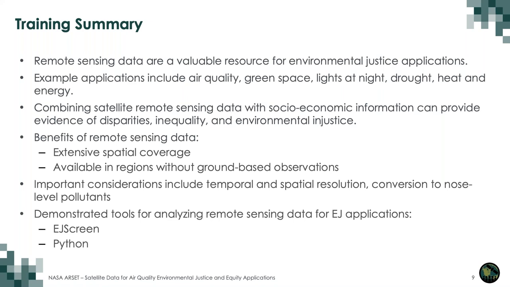During this training, we saw how remote sensing data can provide a valuable resource for environmental justice applications. In addition to our focus on air quality, we saw examples of a variety of applications, including green space, lights at night, drought, and heat and energy. Combining satellite remote sensing data with socioeconomic information can provide evidence of disparities, inequality, and environmental injustice.